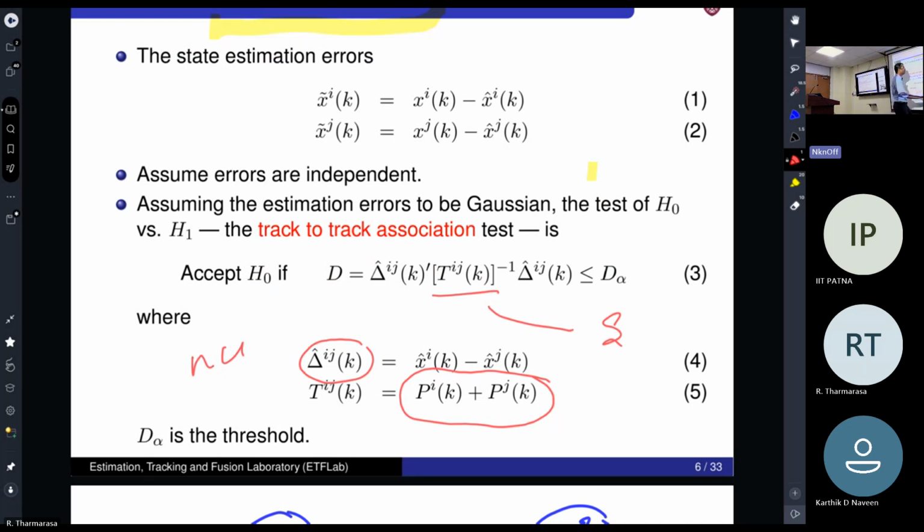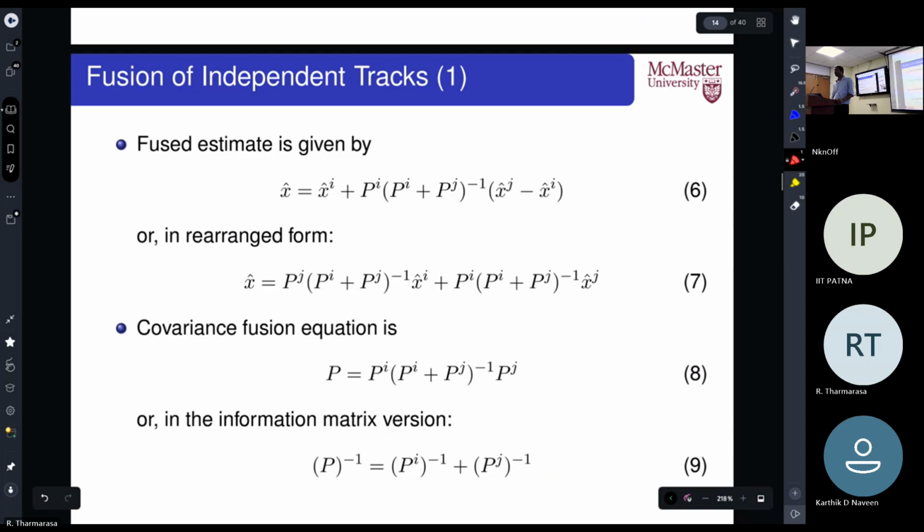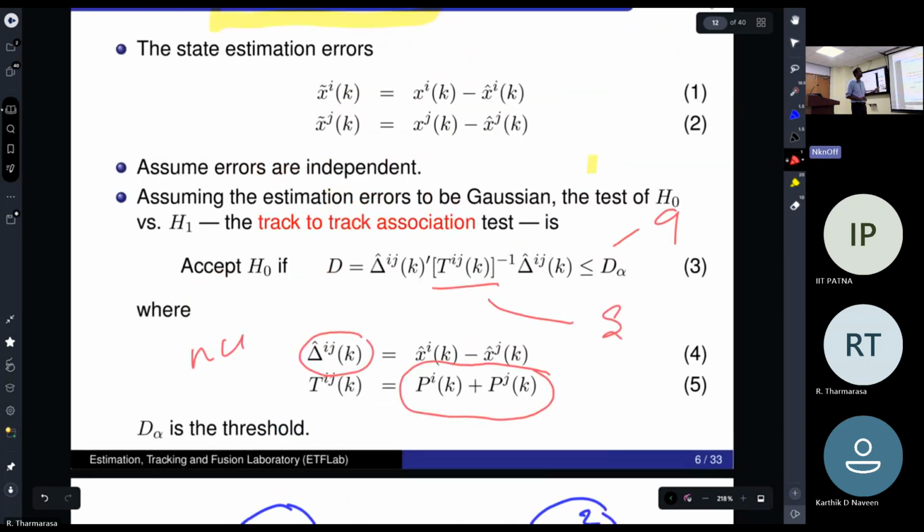So when we do track to measurement association, we have the innovation S. Now, a similar idea: instead of innovation, we have the distance between two tracks, and this is the covariance. This is the normalized distance. As long as that normalized distance is less than some value, we say they are coming from the same target. Otherwise, they are not. Clear? If you understand track to measurement association, I think this is pretty simple. No different. So this is about associating the data.